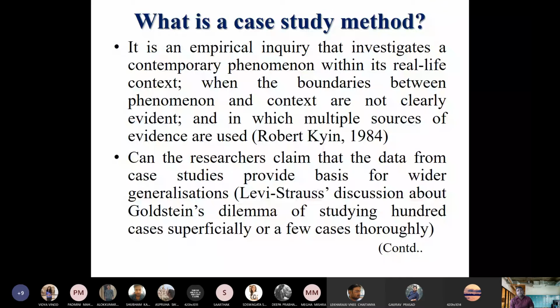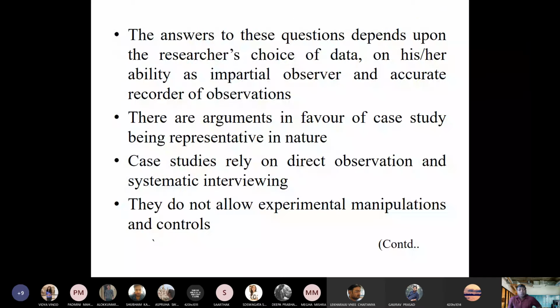So here you see, the answer to this question depends upon the researcher's choice of data and his or her ability as an impartial observer and accurate recorder of the observation. If you look at whether we can really generalize the data collected using case study methods, it completely depends upon the researcher's choice of data, what kind of data he is collecting, what the sources of data are, and also his or her ability as an impartial observer and accurate recorder of observation.